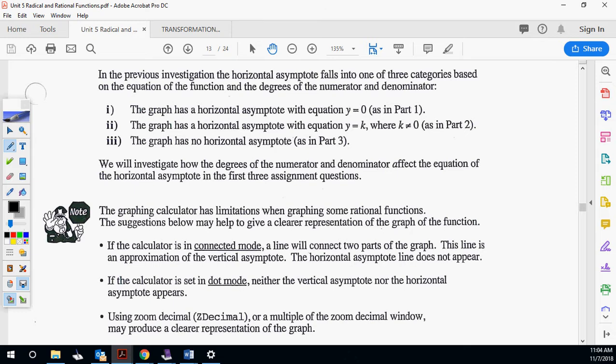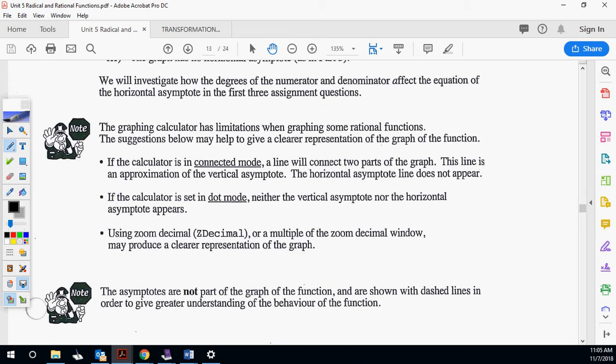Okay, so the graph's horizontal asymptote is 0 in part 1 when the top is growing faster than the bottom. Or sorry, the bottom's growing faster than the top. Of course, I said it backwards the first time. When the bottom is bigger than the top, it's going to be 0. When they're equal in terms of their growth, it's going to be the ratio of their leading coefficients. The graph has no horizontal asymptote when the top is growing faster than the bottom. So we'll investigate how the degrees of the numerator and denominator affect the asymptotes.